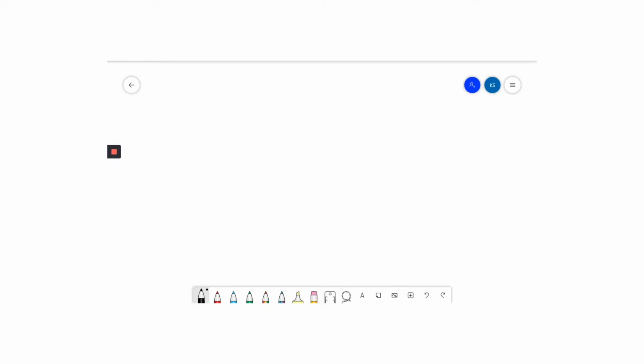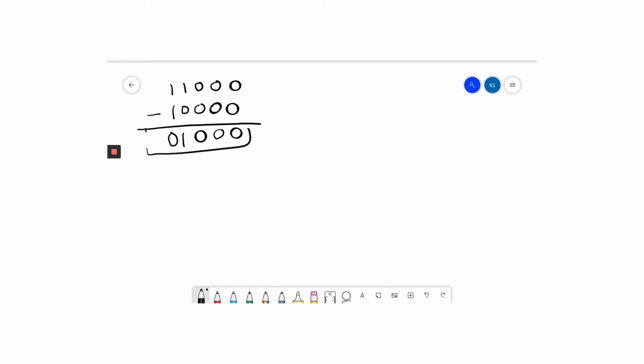Okay, now let's take an example. Let's say 11000. This is my binary number and I want to subtract 10000. So what would be the answer for this? The answer is 000010. This would be the answer. But how to validate that this answer is correct? How to validate this, right?